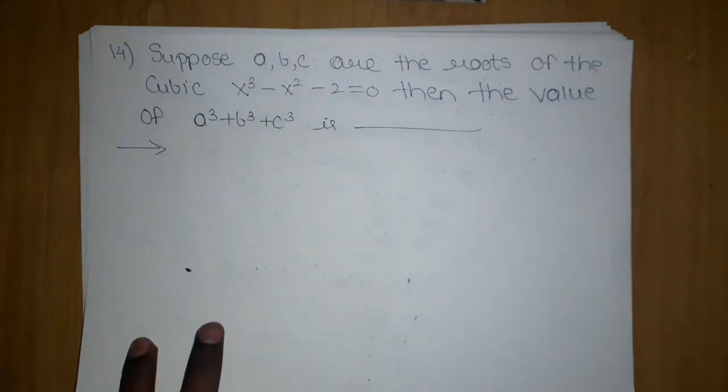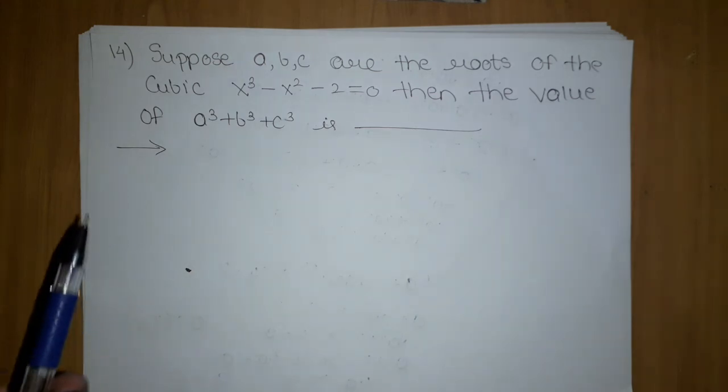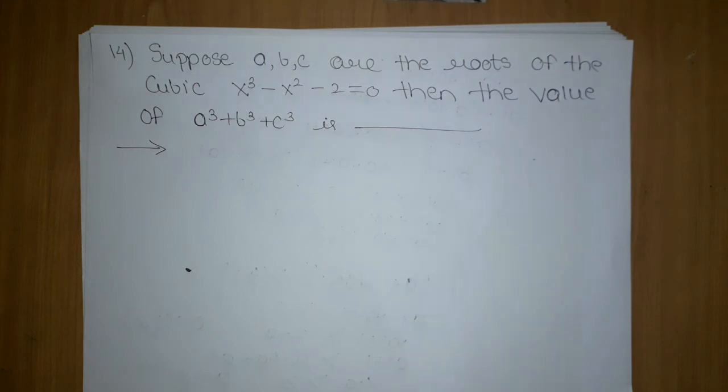Now 14th, suppose a, b, c are the roots of the cubic. The cubic is given as follows: x cube minus x square minus 2 equal to 0. Then the value of a cube plus b cube plus c cube. Now just tell me one thing. You have learned the formulas like a plus b plus c the whole square, a minus b the whole square, this stuff. A plus b the whole cube, like this. Have you ever learned the formula a plus b plus c the whole cube?